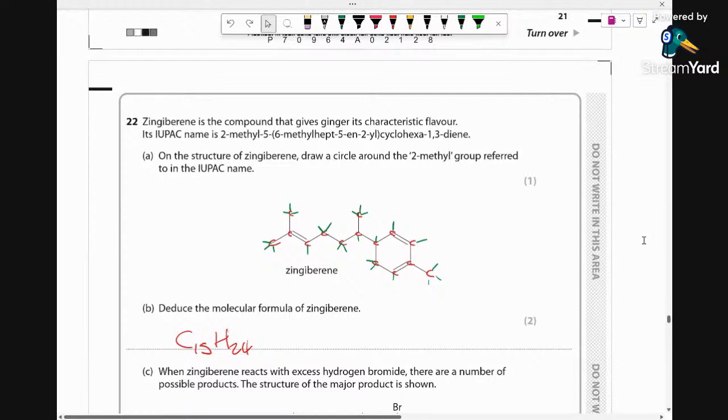On the structure, draw a circle around the 2-methyl group referred to in the name. Thank you very much. Okay, so 2-methyl. Longest thing is going to be, let's just highlight this just to show you what the longest chain is. And then you've got this, that's a branch, and this is 2-methyl. Ooh, 2-methyls, because look at the diene here, folks.